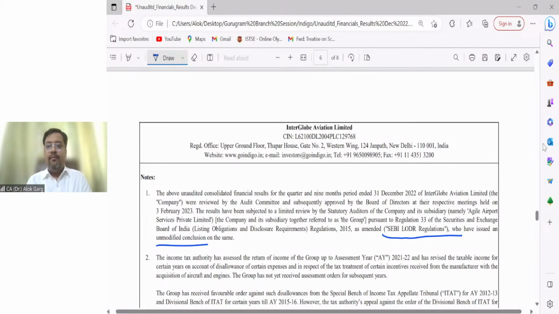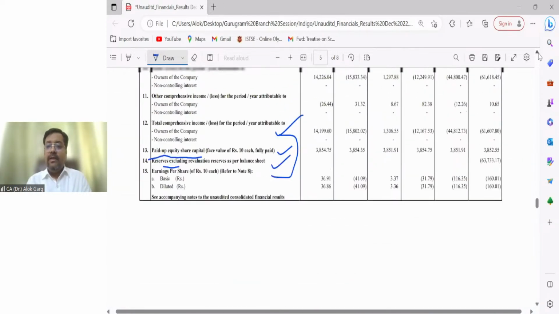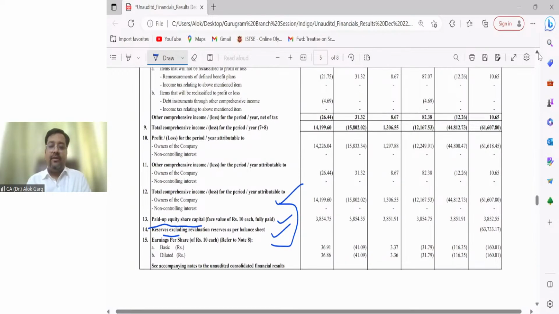But now the question arises, right? In these results, balance sheet is not there. Then where has this reserves come from? From where has this equity share capital as on date come?